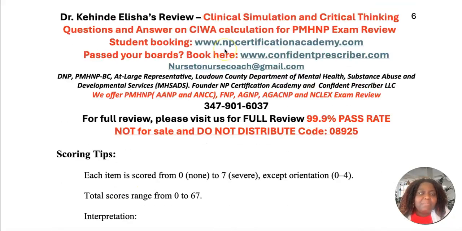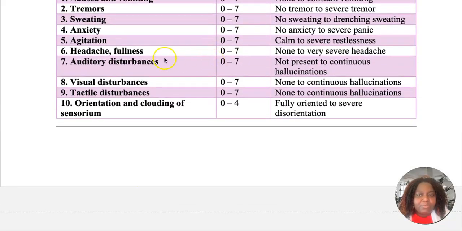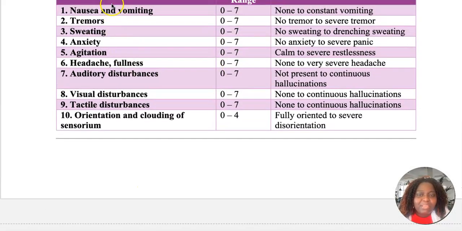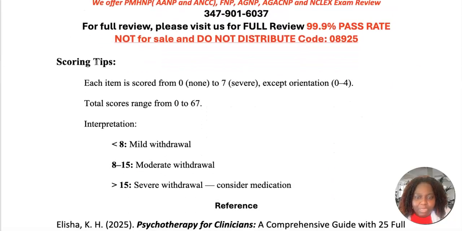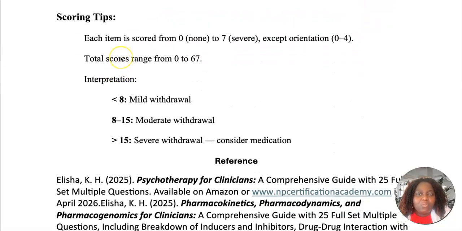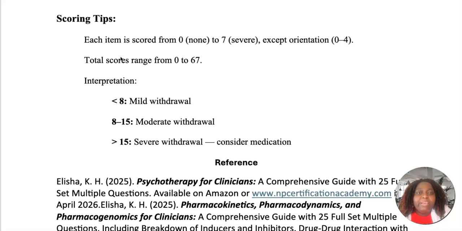So let me say you pick some numbers here. You see that they were sweating a little bit, they had some tremors and all that. The next step is, what are you going to score? What grade are you going to give them? You're going to come to scoring tips. Each item is scored from 0 to 7, except for orientation, which is 0 to 4. Total score range is 0 to 67.